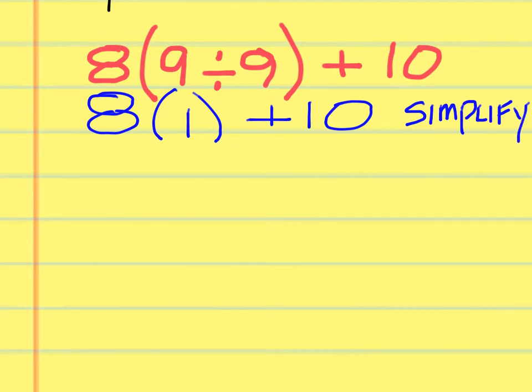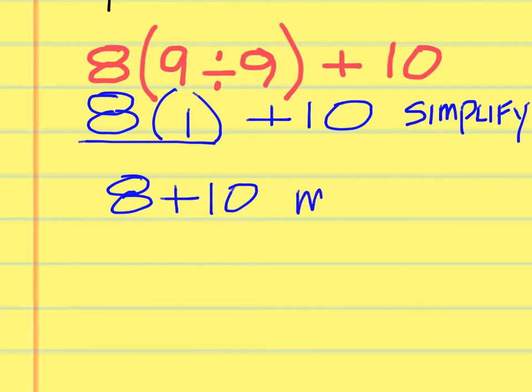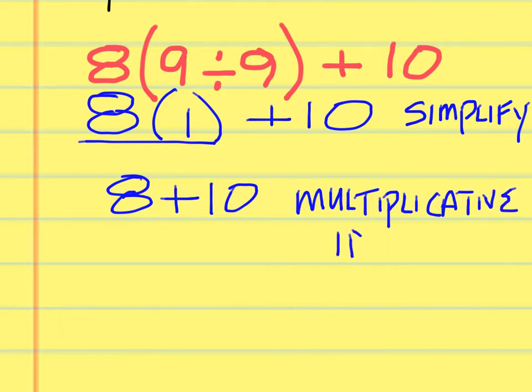But what happens when I multiply something by 1? Doesn't change it. What property is multiplying by 1? Which one is that? Yep, that's right. So if I multiply 8 by 1, I just get 8. And the property was multiplicative identity.